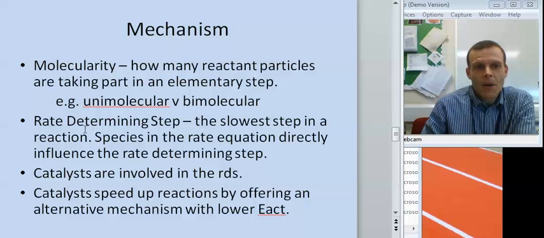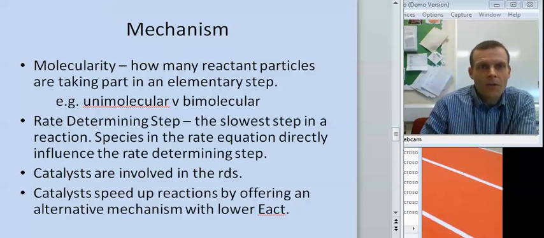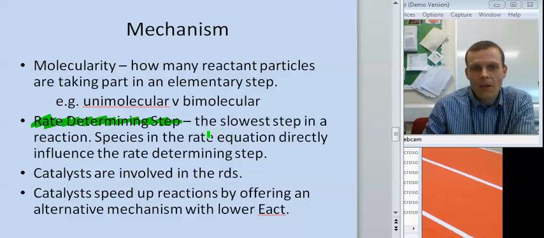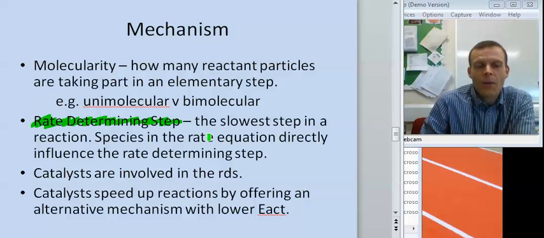The rate determining step, very important definition this, worthy of a bit of highlighting I think. So this is our slowest step in a reaction, okay? And it's the one that determines how quickly the whole process occurs. So if you've got 2 or 3 steps happening, one of them is going to be slower than all the others. That's the one that holds everything up, and that's our most important one, if you like.